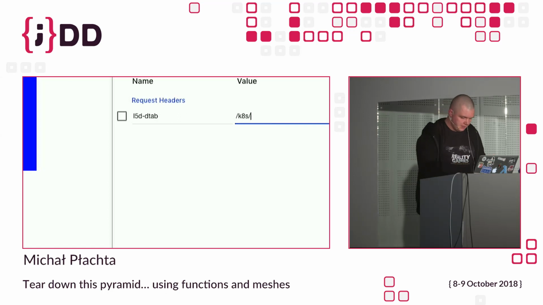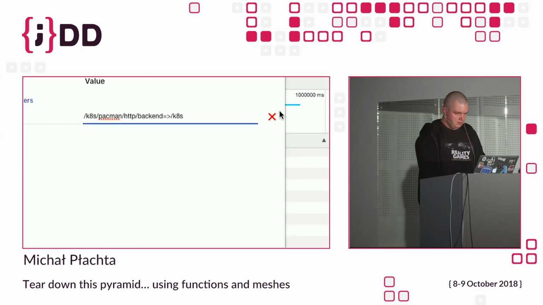So we'll write that. If we have this request that's going to Kubernetes Pac-Man namespace HTTP backend, then we want to just replace that with Kubernetes, the same namespace, and HTTP backend test. Only for this particular request. So everything else stays the same. And the second thing we want to do is we want to have this Kubernetes Pac-Man HTTP frontend.